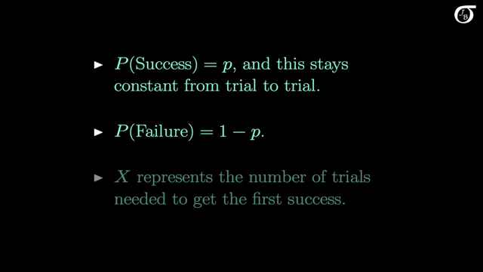We're going to let the random variable x represent the number of trials needed to get the first success. In other words, the trial number on which the first success occurs. The geometric distribution can be defined in different ways, and some sources define the random variable to be the number of failures before getting the first success, which is a little different, but we'll use this definition.